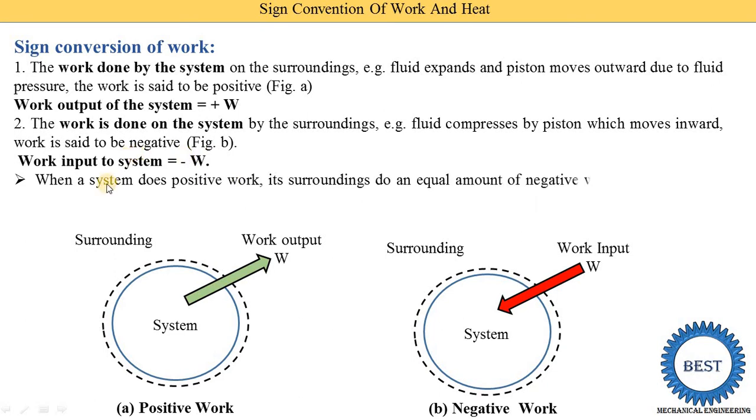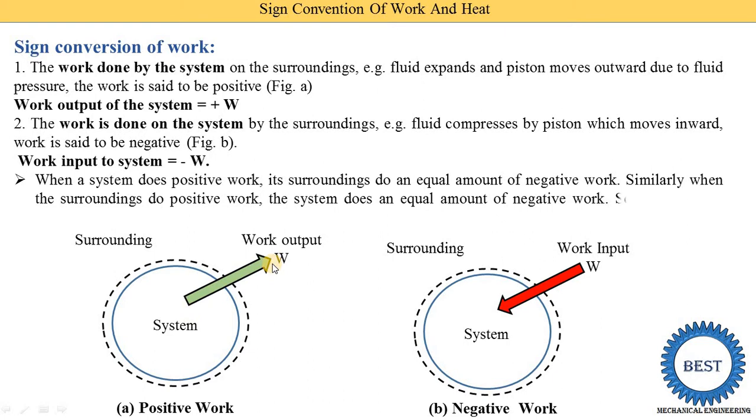When the system does positive work, as you see in the image, the system is giving positive work. At the same time, the surrounding does an equal amount of negative work. Suppose the system is doing positive work, then the surrounding is doing negative work. Similarly, when the surrounding does positive work, meaning we supply some work from the surrounding, at that time the system does an equal amount of negative work. So the total work of the system and surrounding is 0. So W system plus W surrounding is equal to 0.